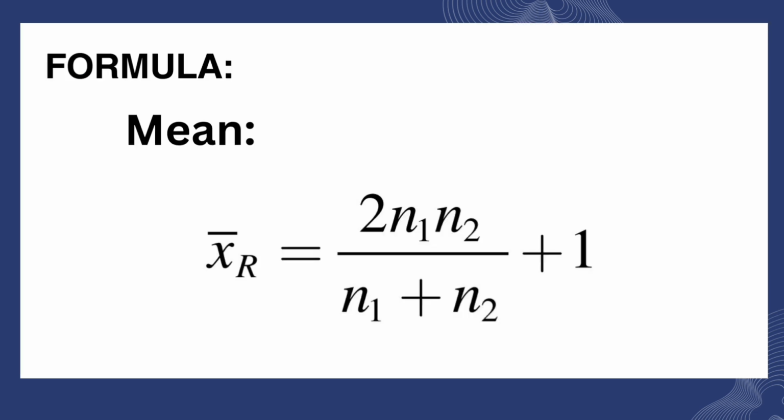These formulas are used to find the z-score of a Runs test for large samples. This formula calculates the mean number of runs in a sequence, where n sub 1 is the number of times the first event occurred, and n sub 2 is the number of times the second event occurred.